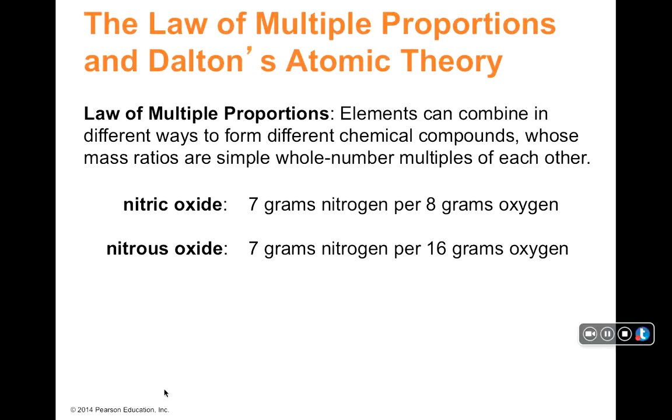So here, nitric oxide would be 1 nitrogen atom and 1 oxygen atom combined together. I'm sort of getting ahead here, but we'll talk in a bit about how you know the masses of these. So that 7 grams of nitrogen means it's 1 nitrogen atom. 8 grams of oxygen is 1 oxygen atom. If you look at nitrous oxide, it's 7 grams of nitrogen per 16 grams of oxygen. So you can probably figure out that's 1 nitrogen for every 2 oxygen atoms that combine together to form nitrous oxide. So again, two different compounds, but they themselves have a specific arrangement of the atoms and a specific mass as well.